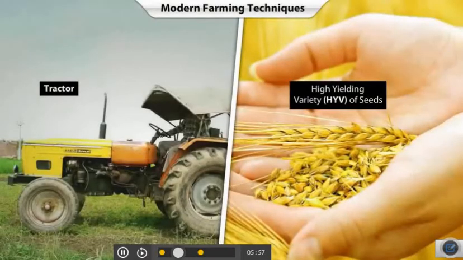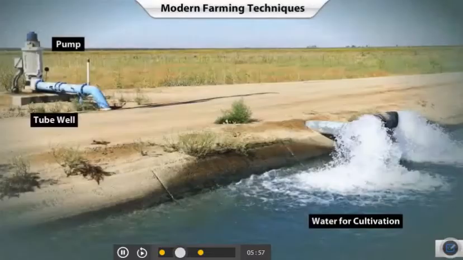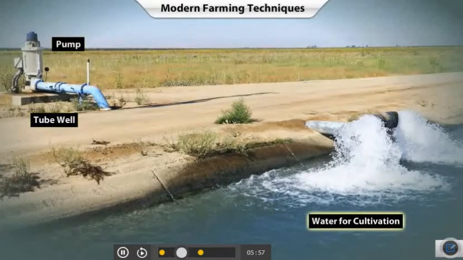However, these seeds need a good amount of water. To meet this requirement, we need a good source of water. We cannot depend on monsoons alone. We need to have alternate means to supply water to the crops. For this, we will need to dig tube wells and install pumps that will help to draw groundwater and ensure that water for cultivation is available all year round.